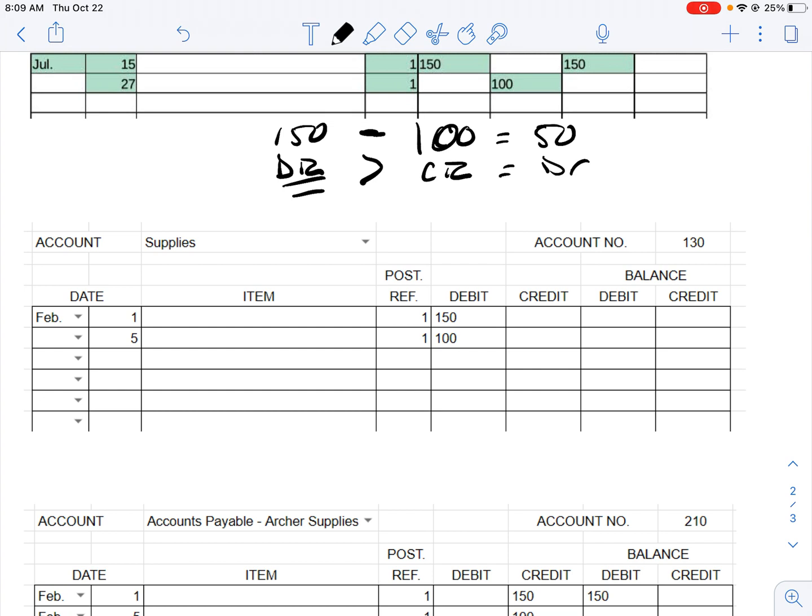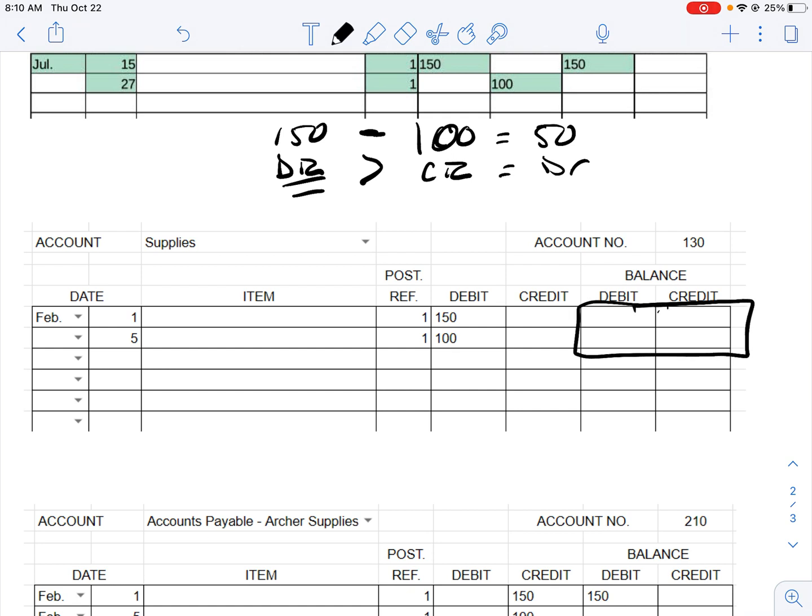So as we continue on here, look at what this person has done. Two things. Number one is they didn't extend this over, right? As you see over here, we have no balance. They haven't put anything in their balances yet.